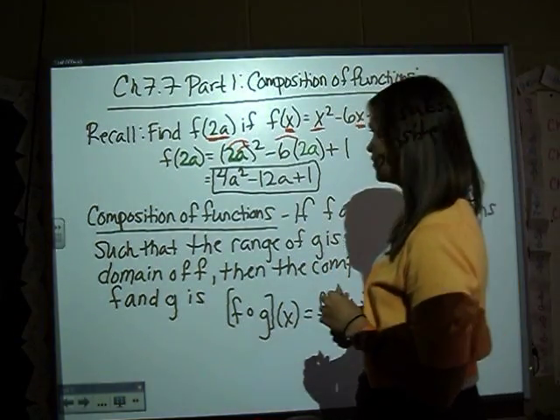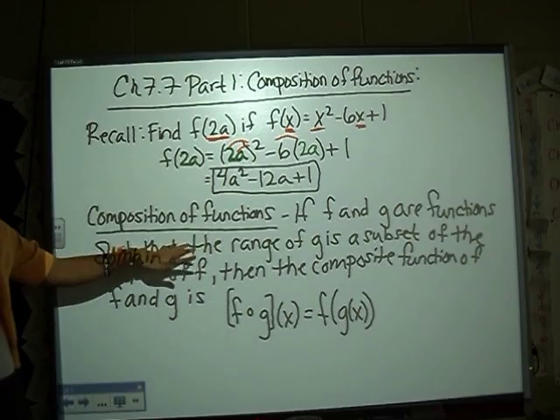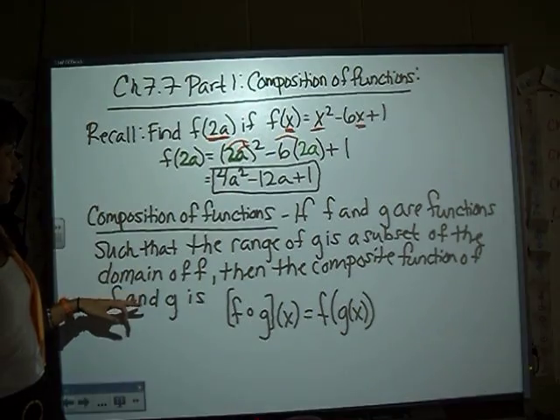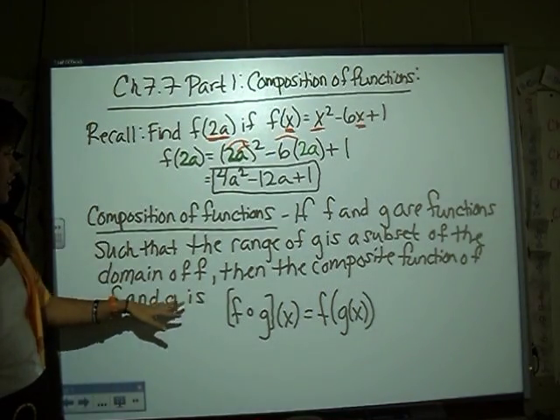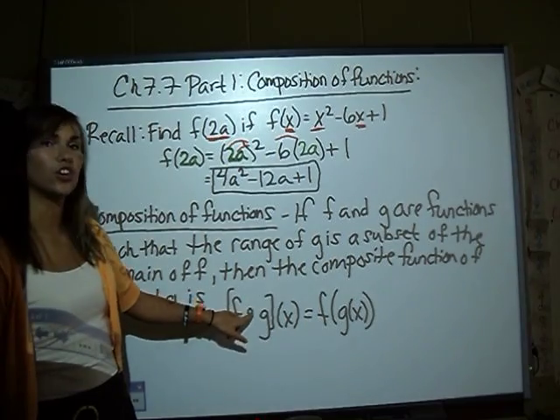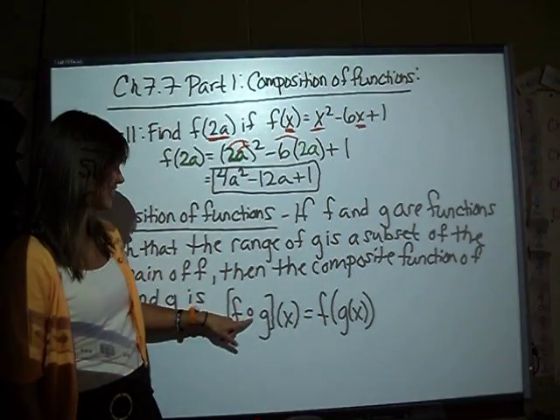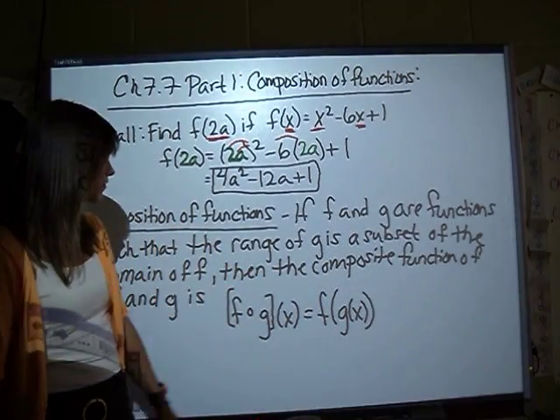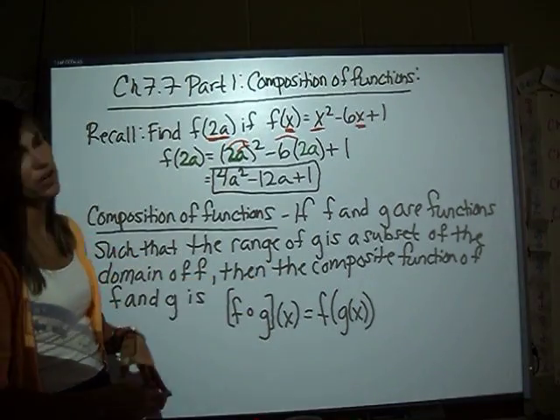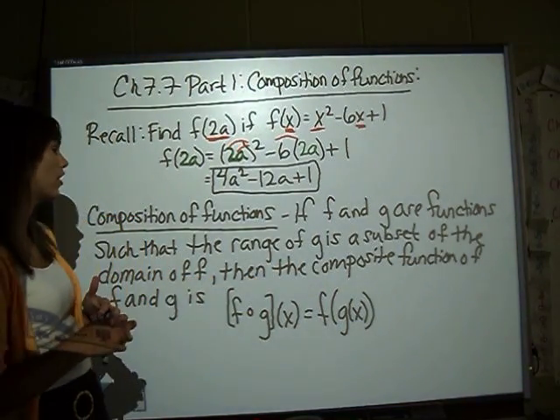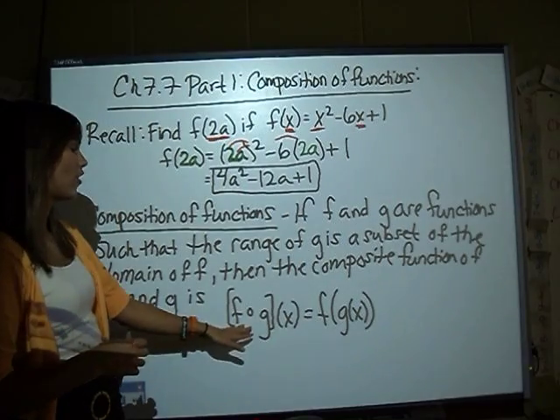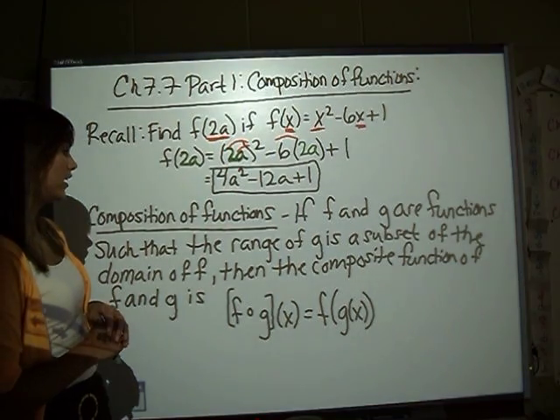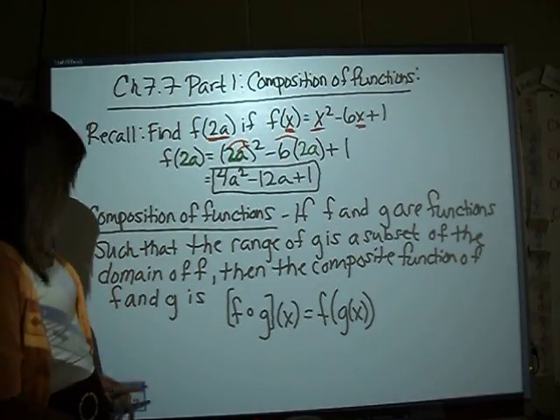Alright? So, the composition of functions: if f and g are functions such that the range of g is a subset of the domain of f, then the composite function of f and g is f circle g of x equals f of g of x. This little circle looks like an o, but it's actually our composite symbol. Okay? Make sure that you have this written down. We're going to go into more depth on domain and range tomorrow. Today what we're going to focus on is how we can actually set up these problems. So make sure you have this definition written down, and then we will go on to a couple examples.